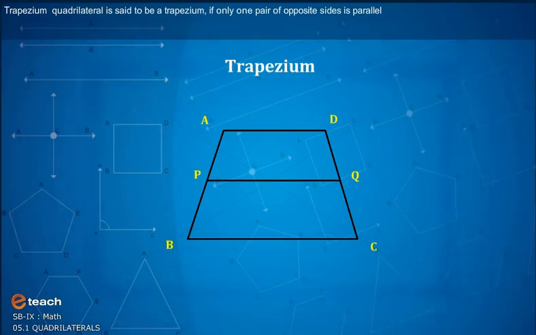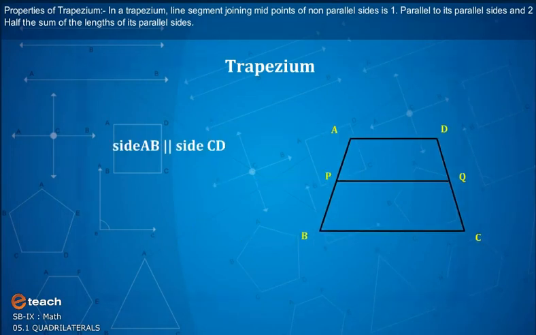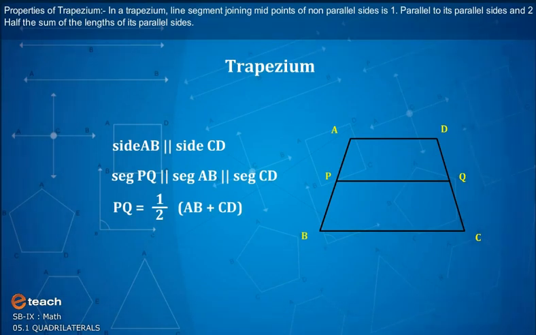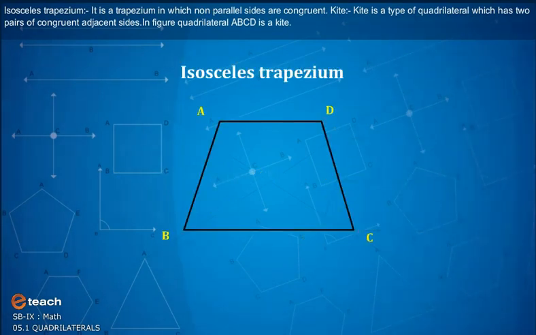Trapezium. A quadrilateral is said to be a trapezium if only one pair of opposite sides is parallel. Properties of trapezium. In a trapezium, the line segment joining midpoints of non-parallel sides is 1. parallel to its parallel sides, and 2. half the sum of the lengths of its parallel sides. Isosceles trapezium. It is a trapezium in which non-parallel sides are congruent.